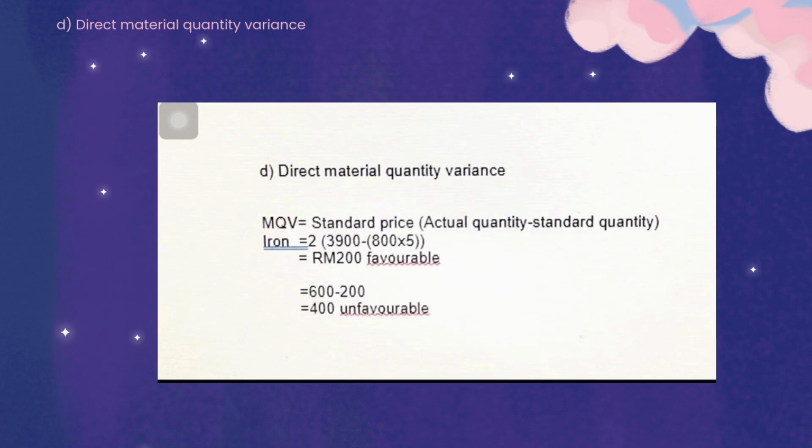So now we move to question 2D. We must find the direct material quantity variance. The formula is standard price times actual quantity minus standard quantity. For the iron, the standard price is 2. The calculation is 2 times 3,900 minus 800 times 5. 800 times 5 is 4,000. So 3,900 minus 4,000, and the answer is RM200 favorable. For the copper, the calculation is 600 minus 200, and we get the answer RM400 unfavorable. So iron is favorable and copper is unfavorable.